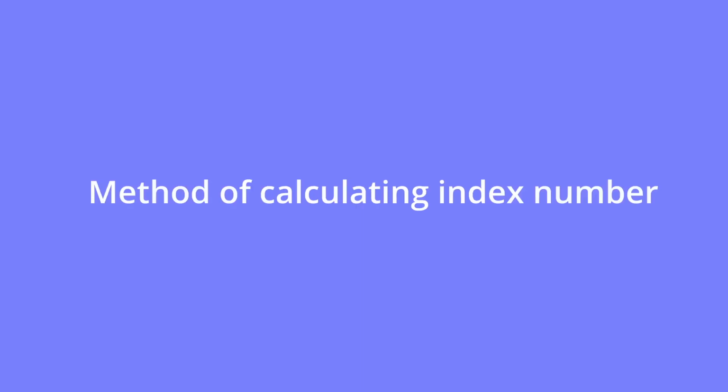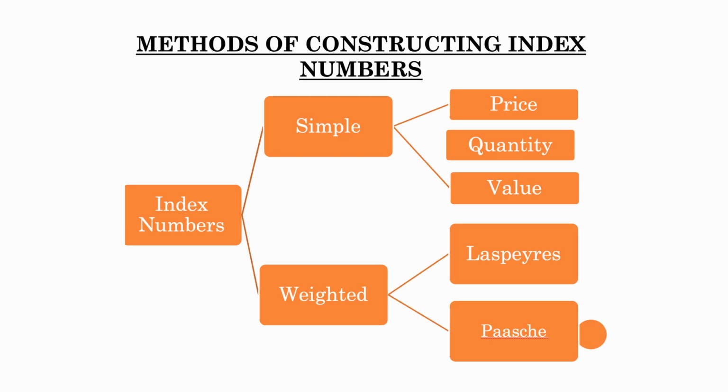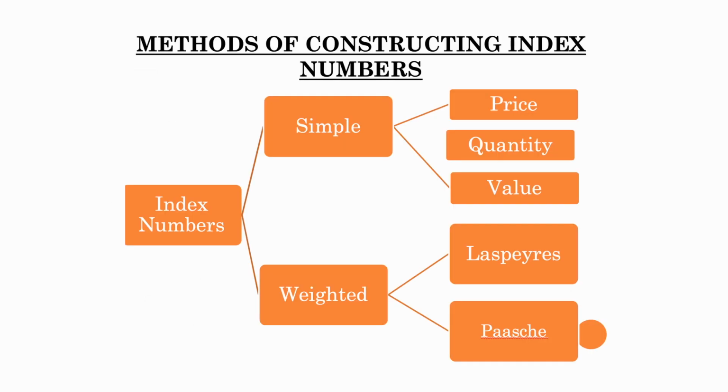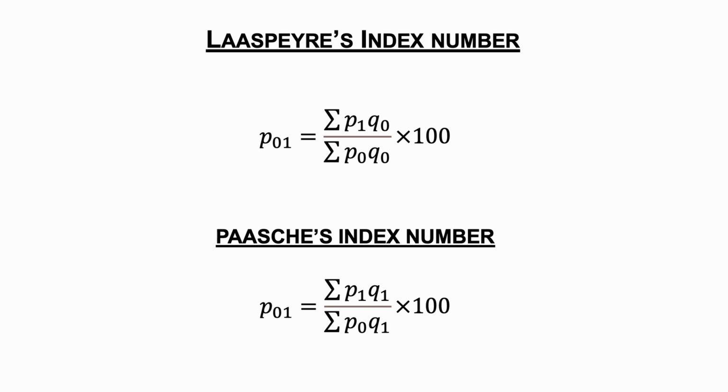Now let's have a look at the method of calculation of index number. It can be broadly divided into two categories: simple index number and weighted average index number. Simple index number can be further divided into price index number, quantity index number and value index number. You can see the formula on the slide. While weighted average index number can be divided into two parts, the first which was given by Laspeyres and the second which was given by Paasche. You can see the formula which is given on the slide.